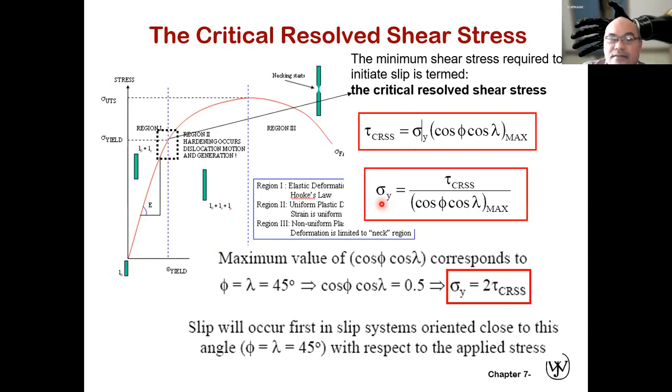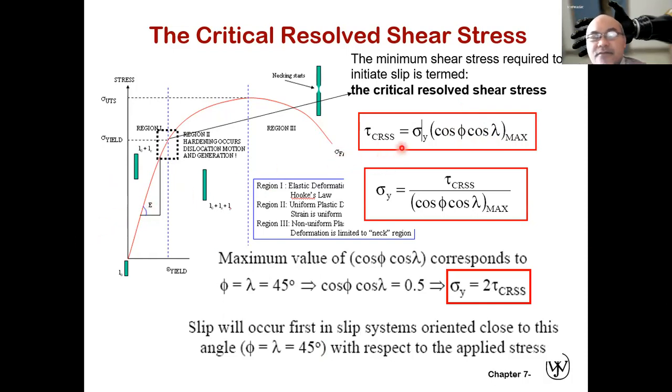So tau CRSS equals sigma y times cosine phi times cosine lambda, when we apply a vertical stress sigma. Lambda is the angle between the stress and the direction of the slip, and phi is the angle between the area where the axial stress is exerted and the area of the slip plane.